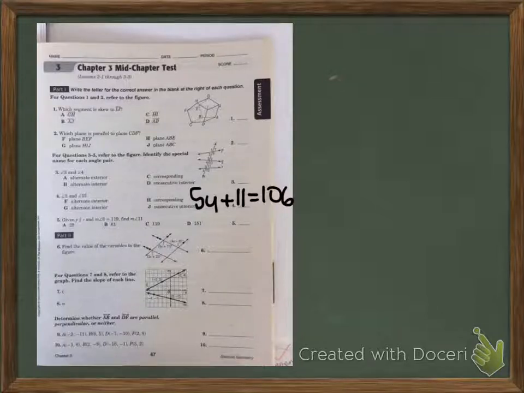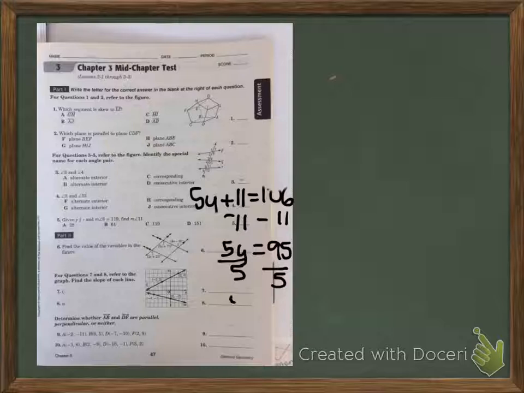So I'm going to subtract 11. It's going to give me 95 equals 5y, and then divide by 5, which gives me 19 for y. So x is 28 and y would be 19.